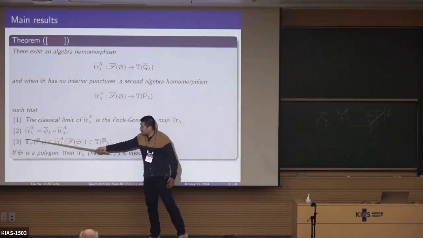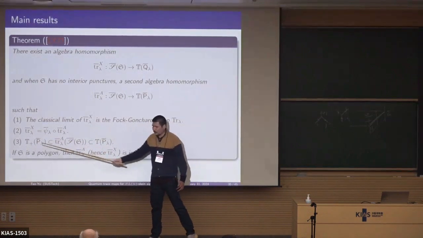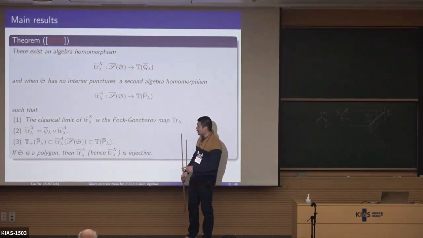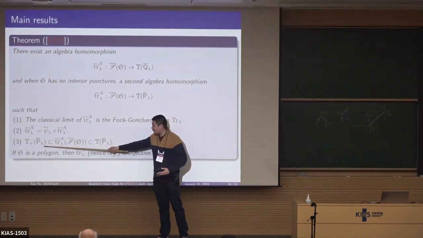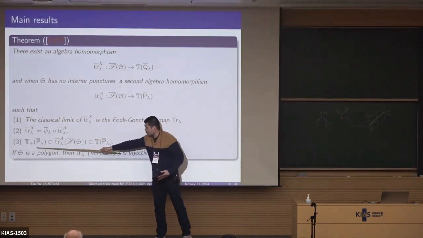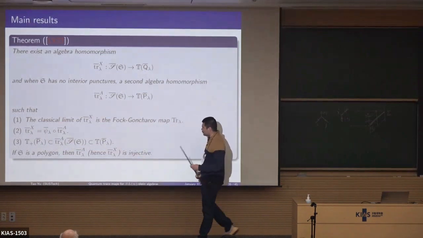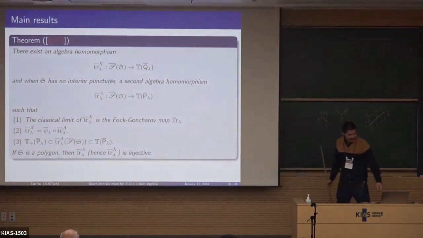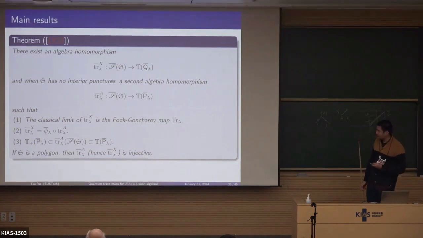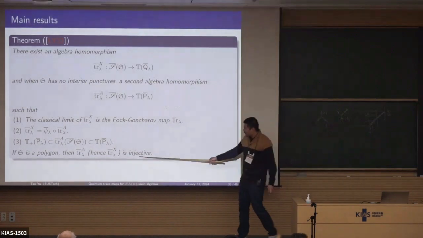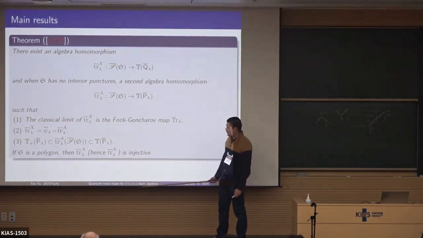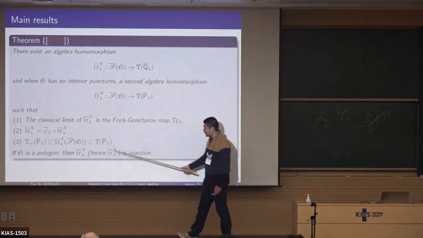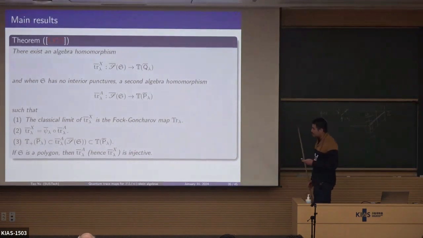We want to identify a subalgebra that's isomorphic to the quantum space, and in essence, you should think that the A version is just going to be a localization construction as before. There are technical difficulties with what we have right now, but we won't go into that. Finally, a few people are always asking about injectivity. Right now, I think the result is if the surface is a polygon, then these two maps are going to be injective.